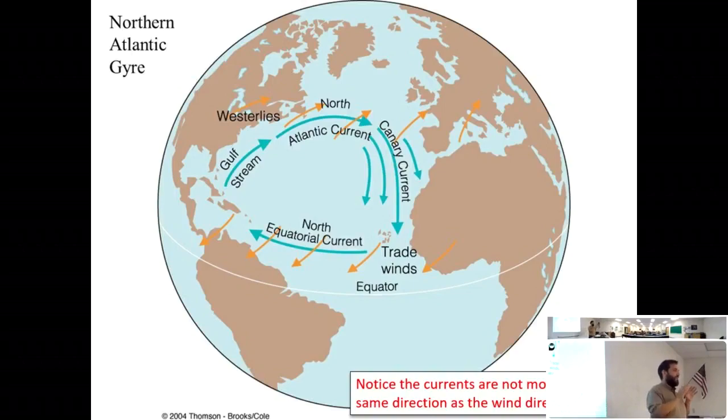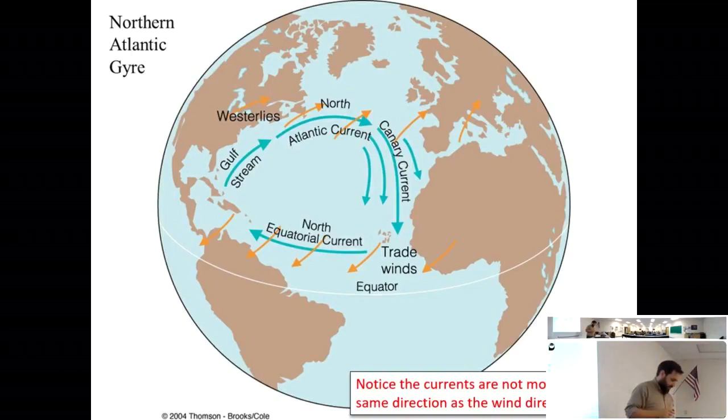Whenever you see this arrow going, and then there's another arrow being deflected to the right in the northern hemisphere, you should think Coriolis effect. So you can see the Coriolis effect is playing a role here, right? I hope everybody can see that.